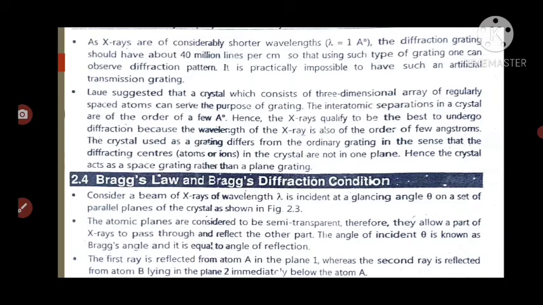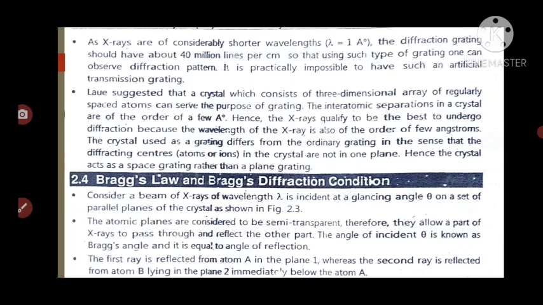We want to see next the Bragg's law and the Bragg's diffraction condition. In this Bragg's law or diffraction condition, we consider a beam of X-ray of wavelength lambda, which is incident at the glancing angle theta on a set of parallel planes of a crystal, as shown. So before starting this point, let's see how the X-ray is produced.